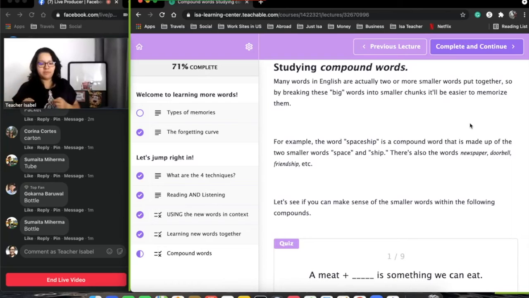For example, I've got the word spaceship. If you think about it, spaceship is space and ship. 2 different words. But if you put it together, completely new meaning. So compound words are another big tip that I would recommend you study as you are learning new words.